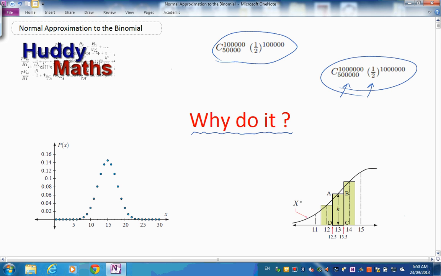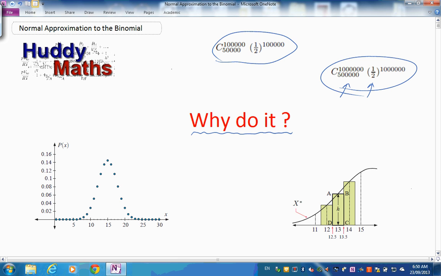Hey, that could be interesting to work out, some large combination expressions like that. Can the calculators do it? Well, in the old days, technology wasn't that good, and these big expressions like this were a bit of a problem. So then we use the normal approximation.